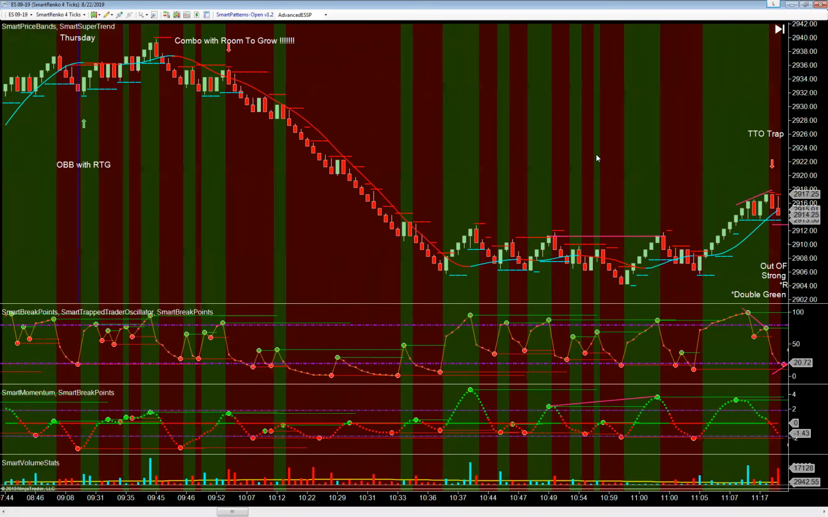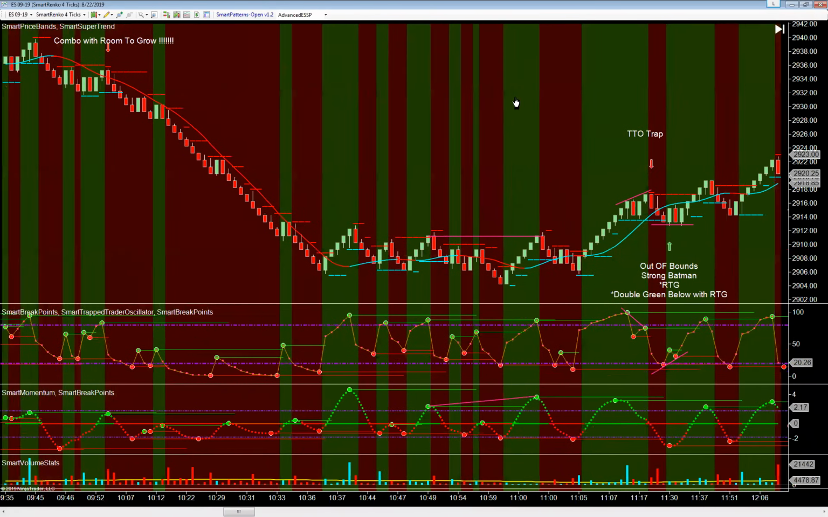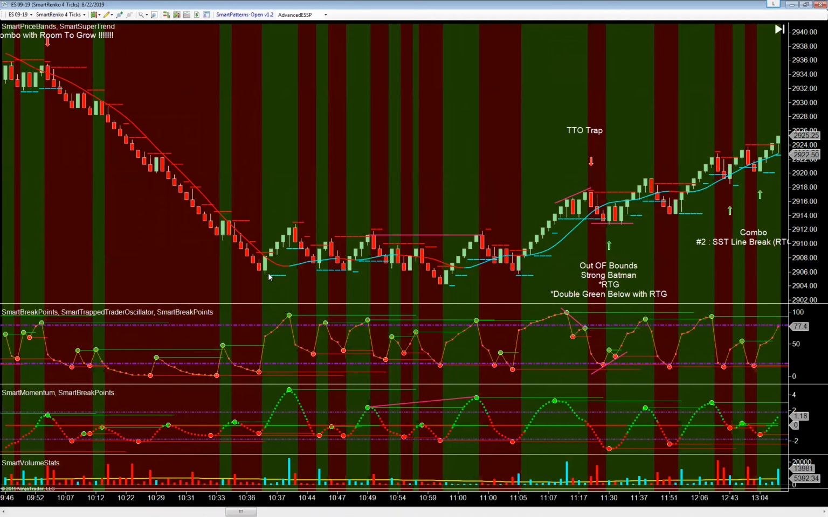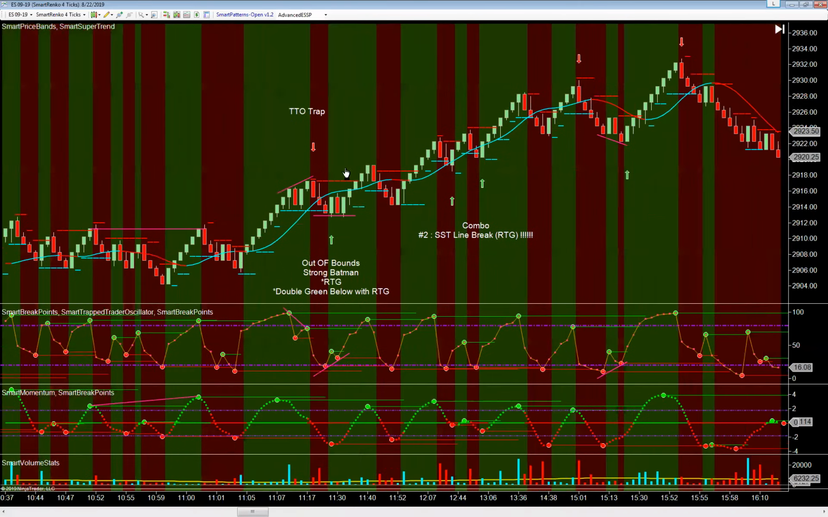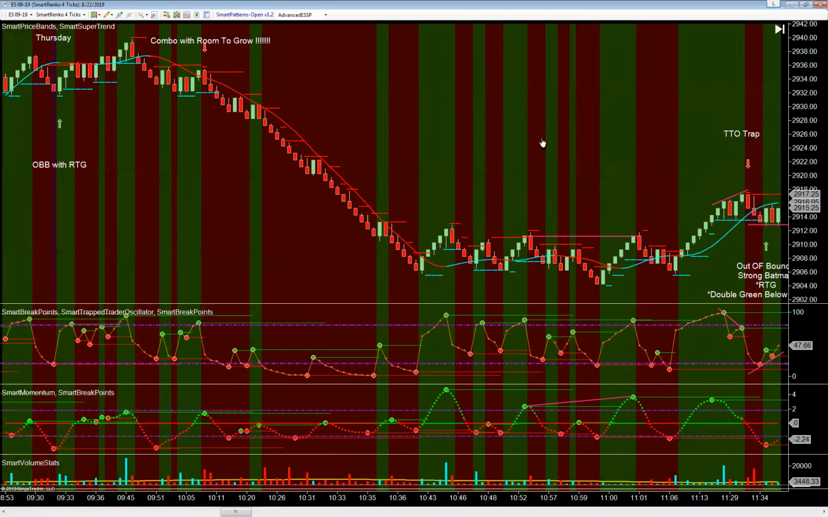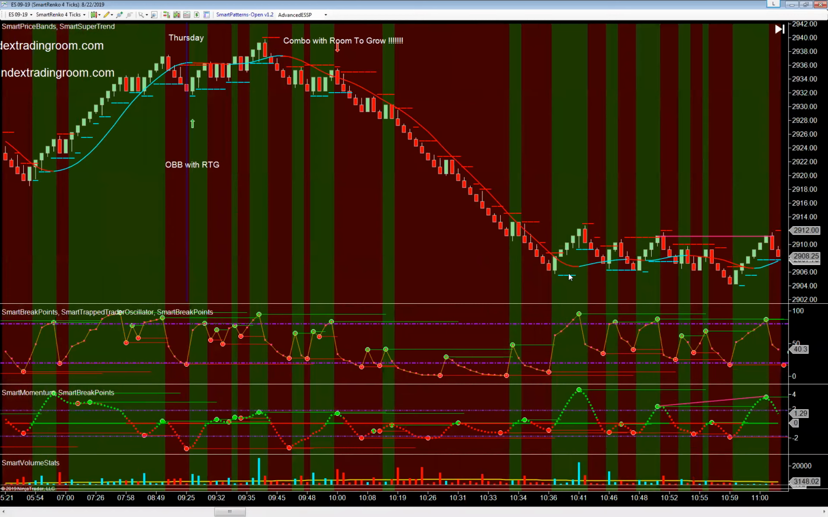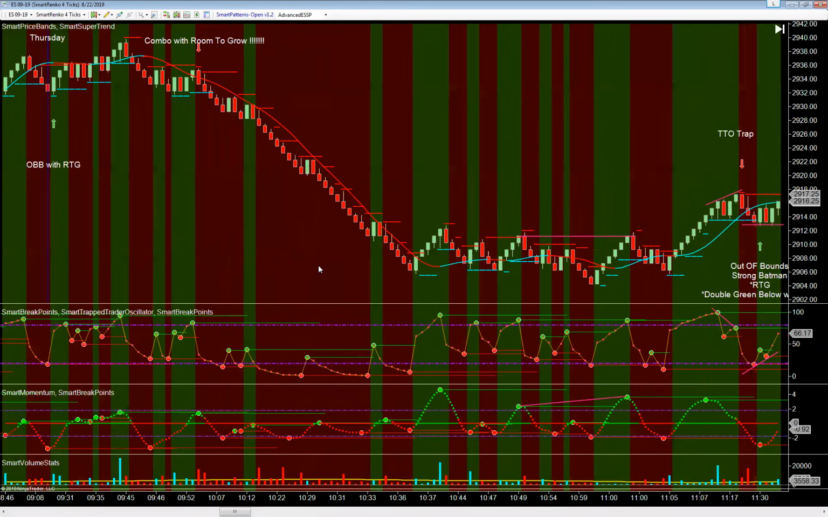Now I'm going to draw your attention to this. It's almost too good to be true. Our first blue support here is what? It's a bottom bar for several hours. So that's the power of SST, Smart Super Trend.